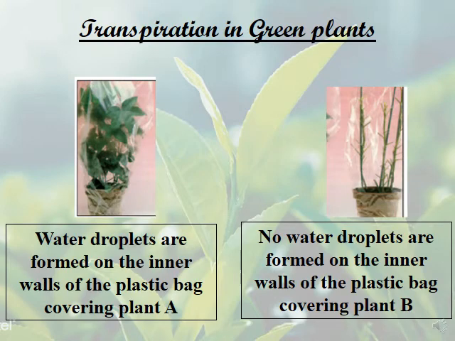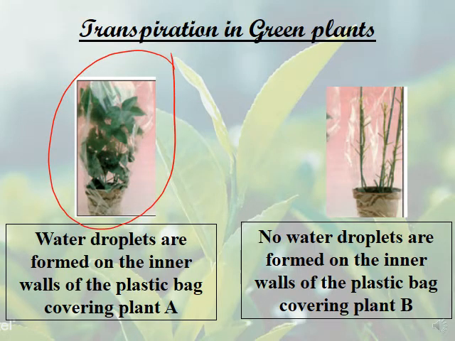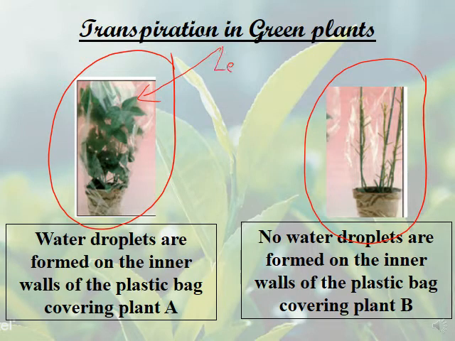We have two plants, plant A and plant B. Plant A was covered by a plastic bag. However, plant B also was covered by a plastic bag. So what is the variable factor between these two plants? Plant A has leaves. However, plant B has no leaves. Water droplets are formed on the inner wall of the plastic bag covering plant A. However, no water droplets are formed on the inner wall of the plastic bag covering plant B.